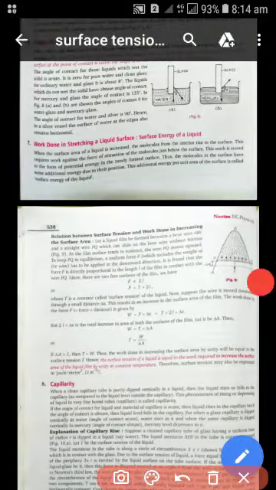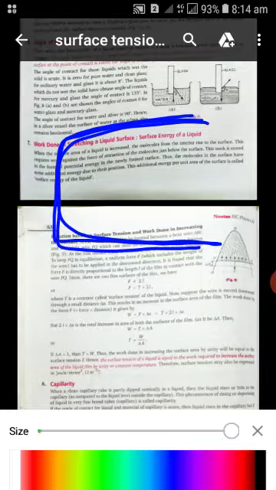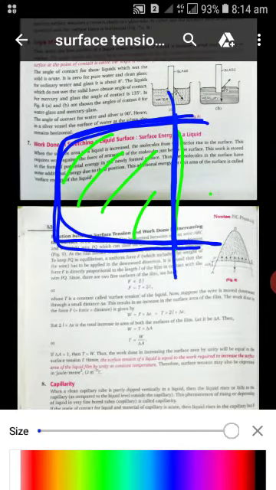See, if you take a rectangular frame and dip it into a soap solution, it is covered with a soap film like this. And there is another rod-type structure, suppose AB, and this is PQRS, a frame. Now what happens if you give a force F in this way? It always tries to contract to as small an area as possible.